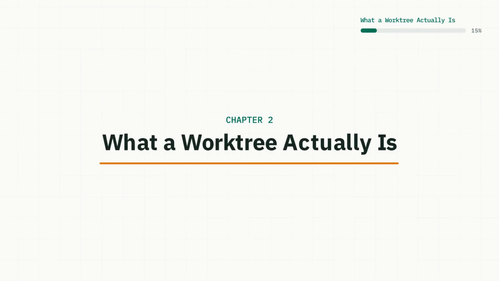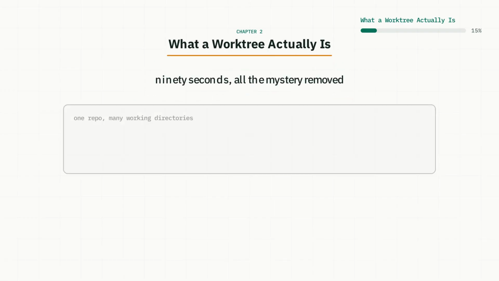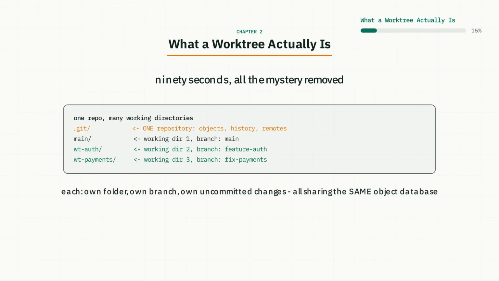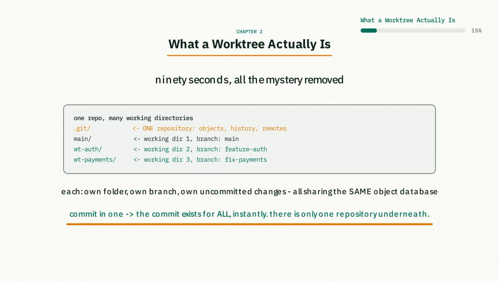Chapter 2, what a worktree actually is, because the concept takes 90 seconds and removes all the mystery. 1 Git repository can support multiple working directories at the same time. That's the whole feature. Each worktree is a separate folder on disk, checked out to its own branch with its own files, its own uncommitted changes, its own everything a session touches. But they all share the same underlying repository, the same object database, the same history, the same remotes. Commit in 1 worktree, and the commit exists for all of them instantly, because there is only 1 repository underneath.